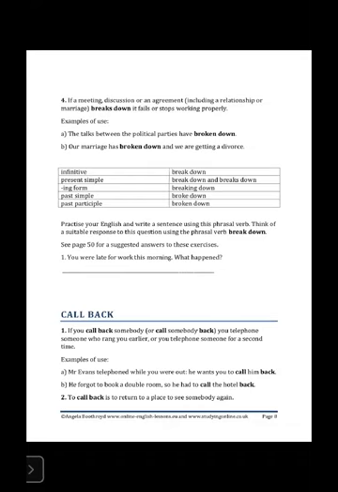Let us start. If you call back somebody or call somebody back, it's one and the same. You telephone someone who rang you earlier, or you telephone someone for the second time. Call back has this meaning. What does it mean? Somebody called you.